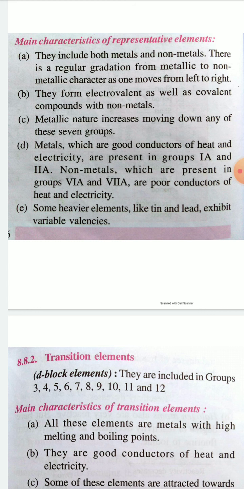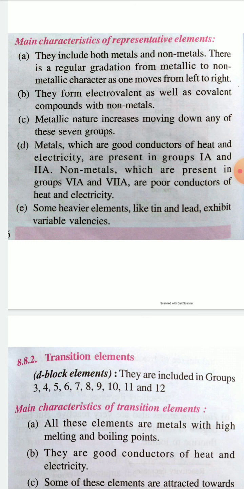Metallic nature increases down the group, down any particular group, but non-metallic character decreases. Okay, you have to remember: going from left to right along any particular period, metallic nature decreases while non-metallic nature increases, and down the group, metallic nature increases and non-metallic nature decreases.